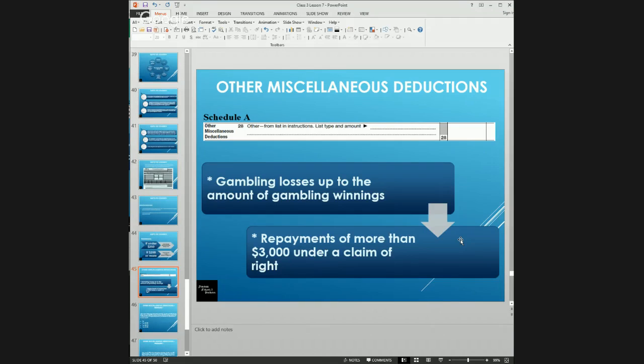There is a place on the Schedule A for gambling losses. You can input the gambling loss up to the amount of gambling winnings, and any repayments of more than $3,000 under a claim of right would also be able to be listed here on line 28.